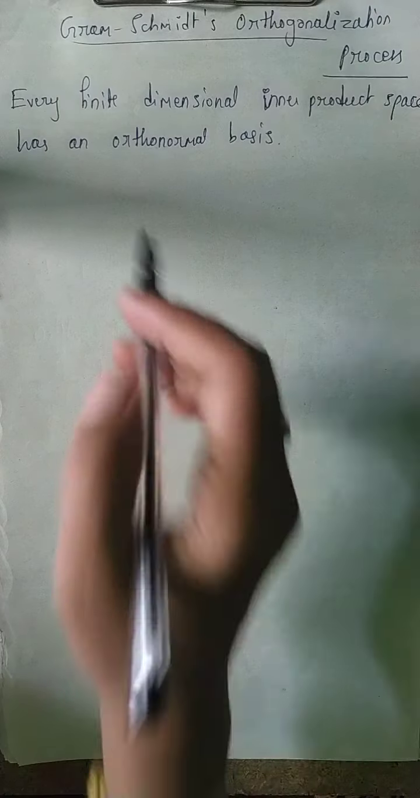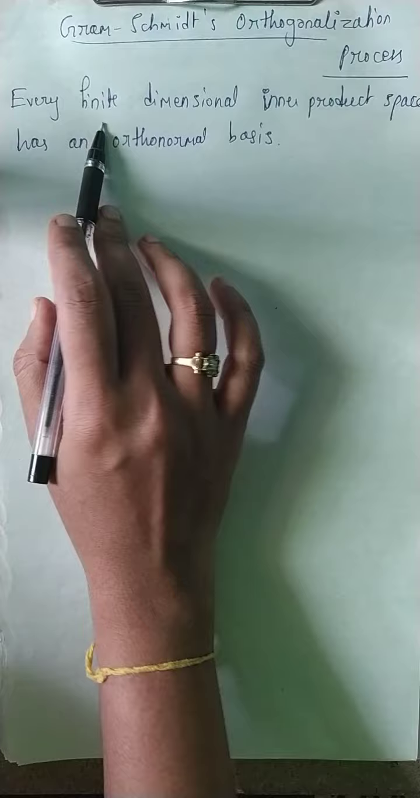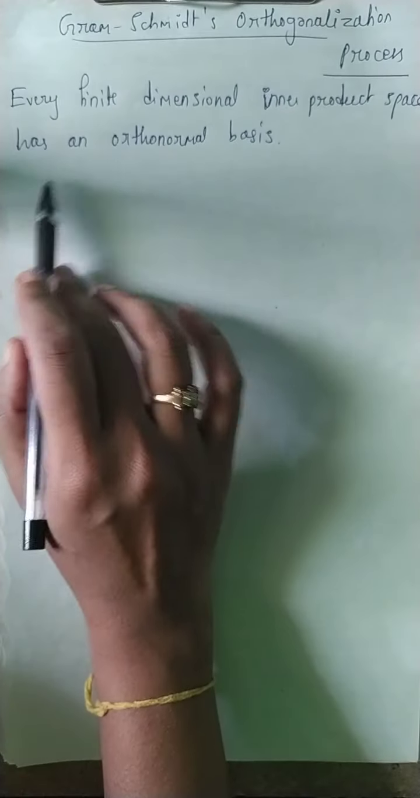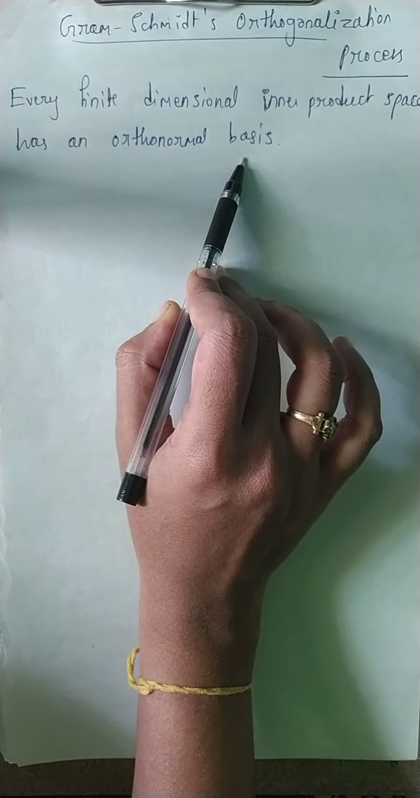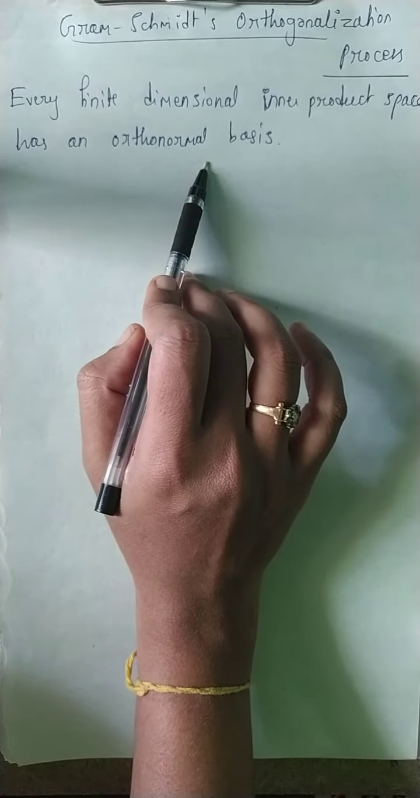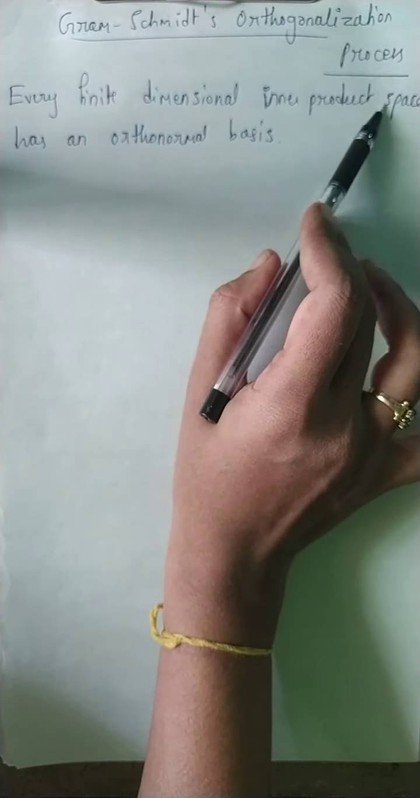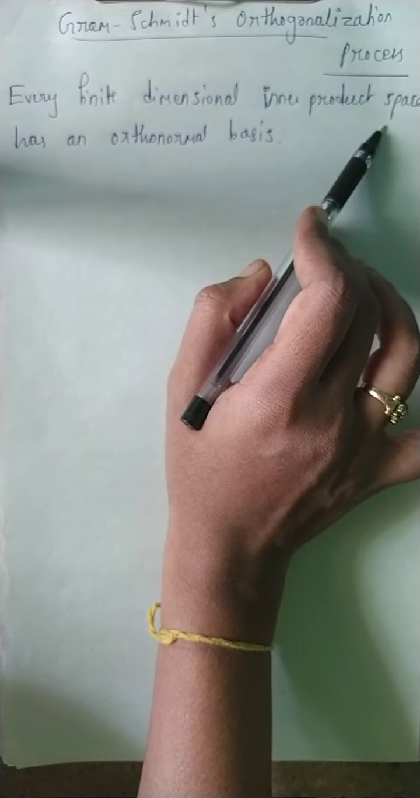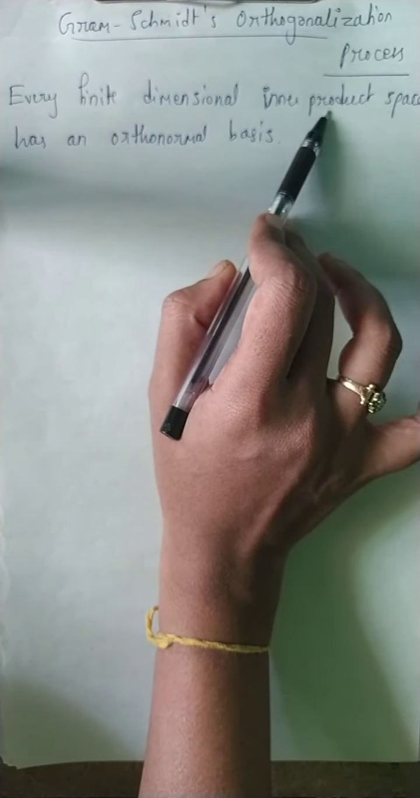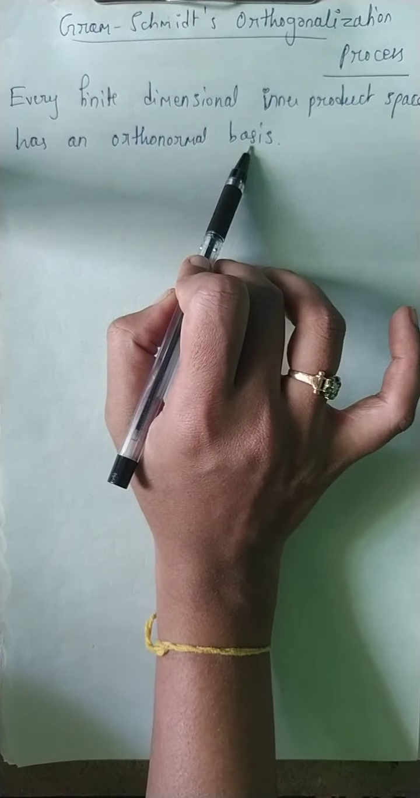So now we have this process, Gram-Schmidt's orthogonalization process. The statement is: every finite dimensional inner product space has an orthonormal basis. We already know what an orthonormal basis is, correct? Here we are considering the inner product space. An inner product space is nothing but a vector space containing a suitable inner product, and which is finite dimensional. It has an orthonormal basis.